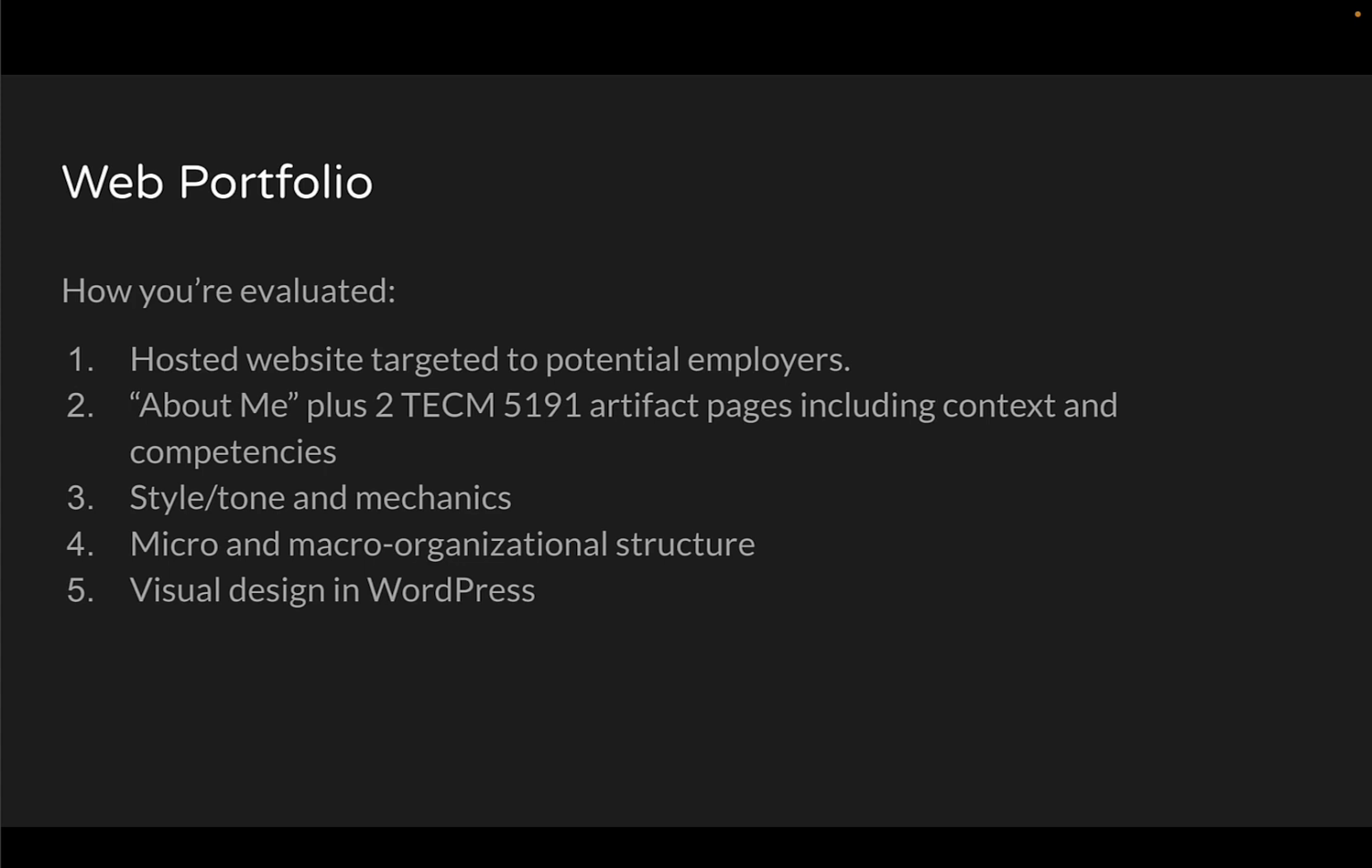And then you'll also need 2 TECM 5191 artifact pages. These are pages that are essentially examples of portfolio pieces or artifacts that you've created in TECM 5191. Each of these pages should include contextual information, so information about the project itself, and also describe what competencies you used to complete the project. I'll talk more in this week's video lecture about the artifact pages themselves and some guidelines for those artifact pages.